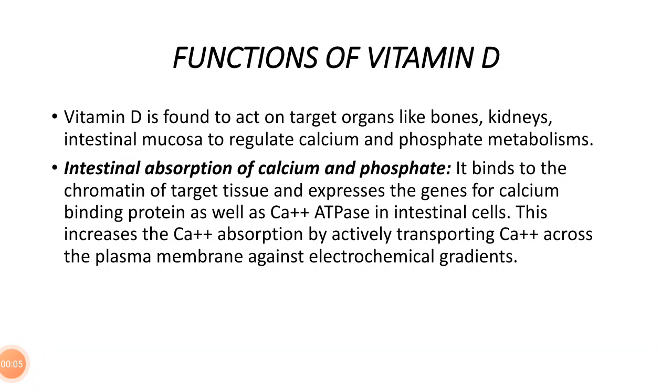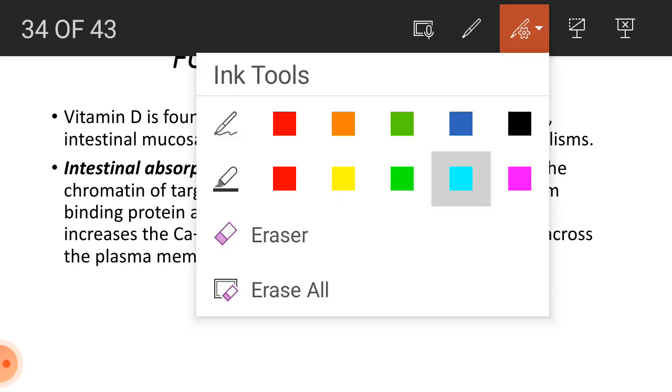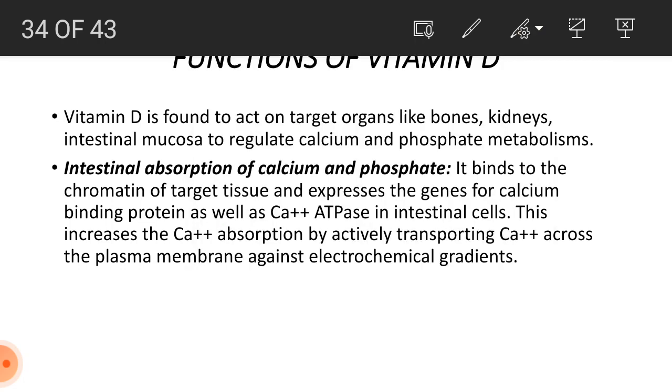In a previous section or session, we have seen about the structure of vitamin D and about its metabolism, etc. Now we shall look at what is the major function of vitamin D. The first one being intestinal absorption of calcium and phosphate.